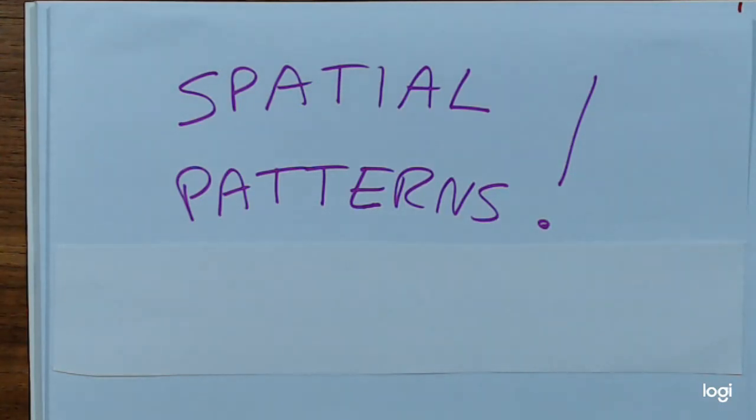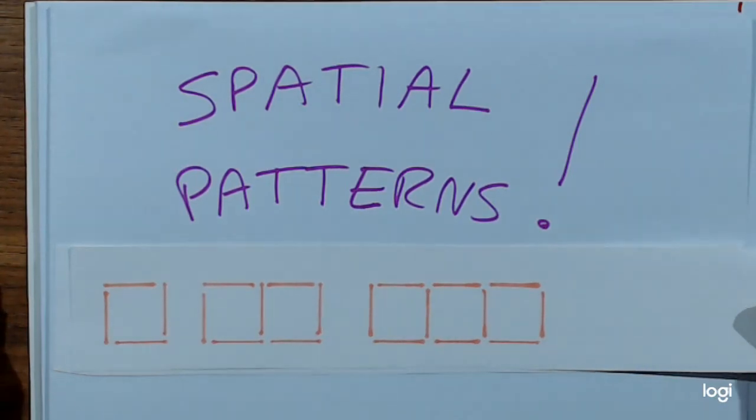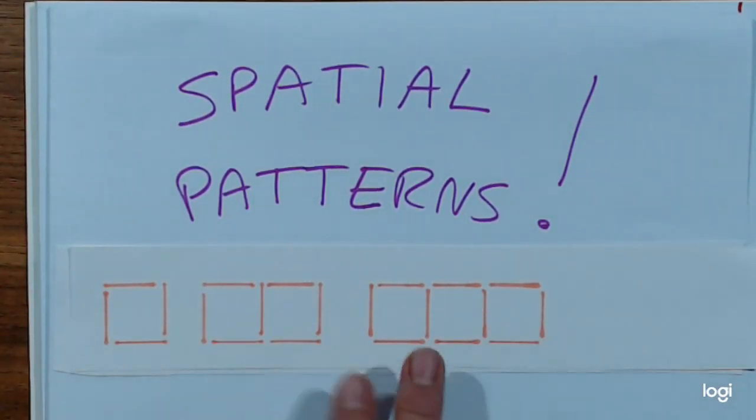Now what's a spatial pattern? That's a spatial pattern. Right? It's a pattern that's drawn rather than just a bunch of numbers. Right? 1 square, 2 squares, 3 squares. I'm sure you can see the pattern in that.